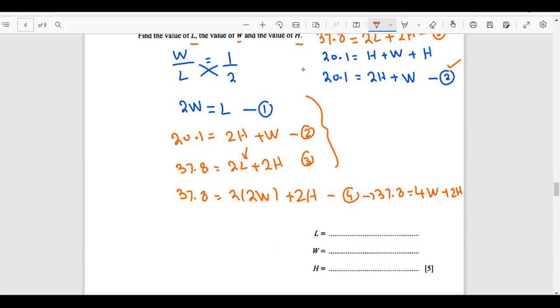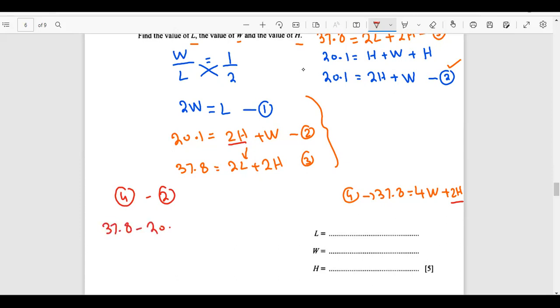Okay. Now we know for solving simultaneous equations, we have multiple methods and we can do it whichever way we feel like. But since I can see that this 2H and this 2H is the same in 2 and 4, I can subtract both the equations. Okay, I can do it this way. 4 minus 2. So I'll be subtracting the left hand side.